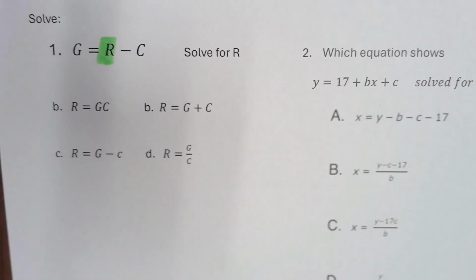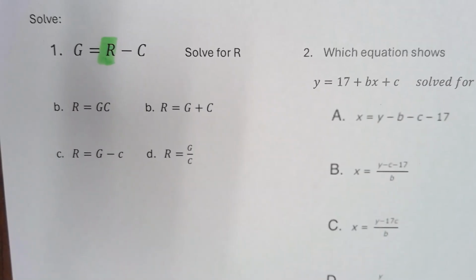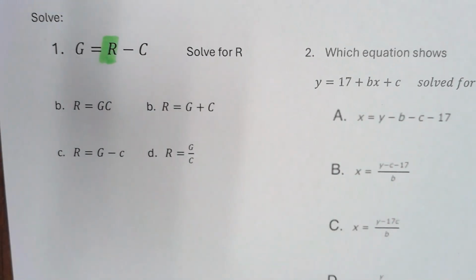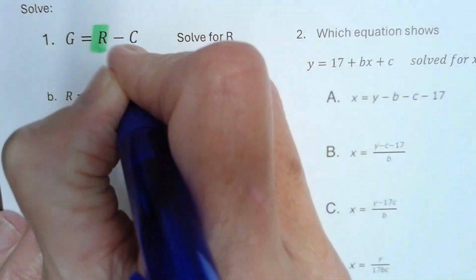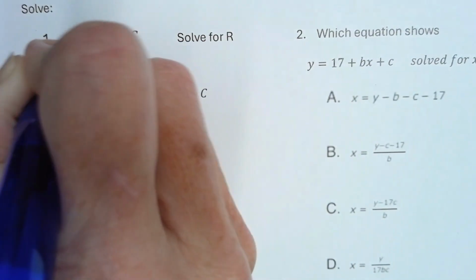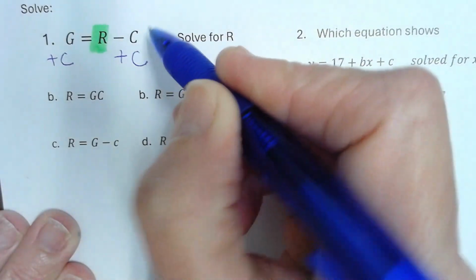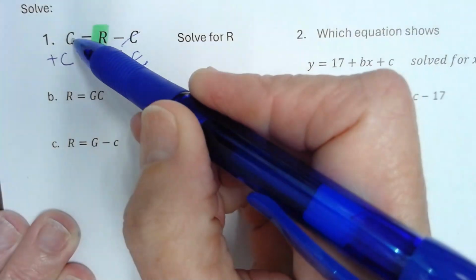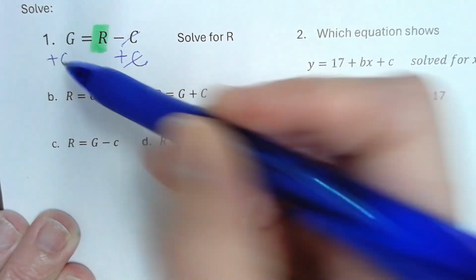C is over there. If I'm solving for R, I want R to be all by itself. So I need to move C. How is C connected to the R? Right. It's connected by subtraction, so the way I get rid of it is to add it. Okay, so we're going to add C to both sides. And see, what happens is the C's cancel and R is all by itself. And now I have G plus C.